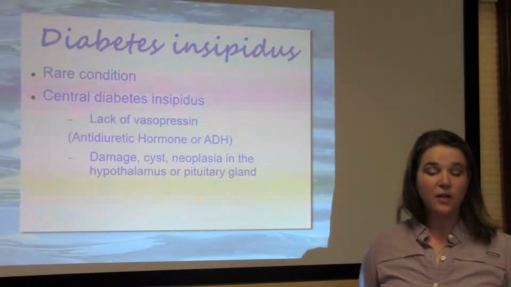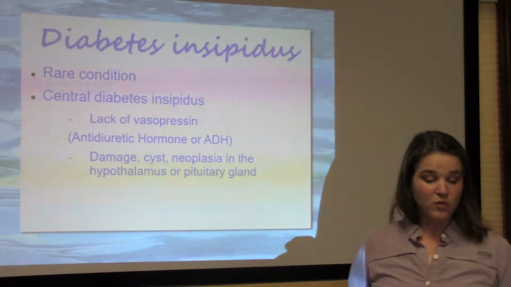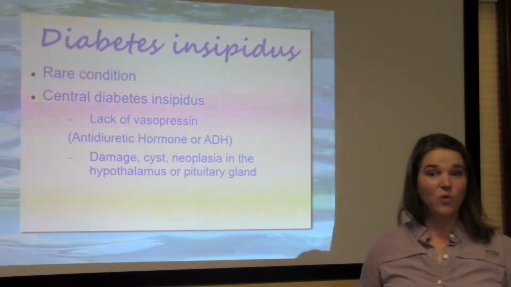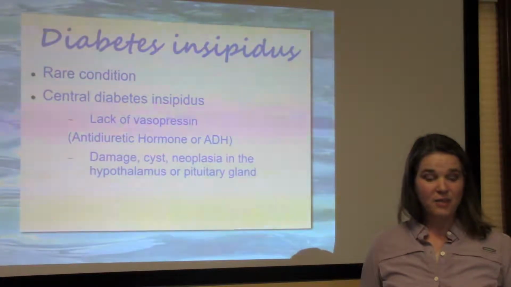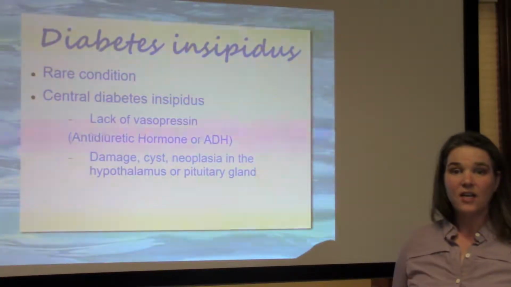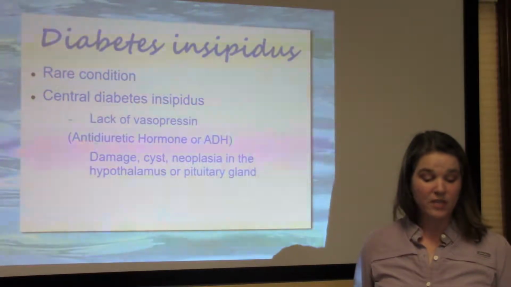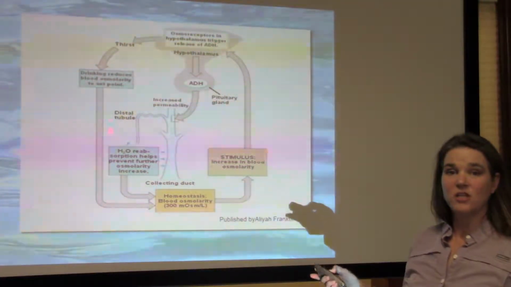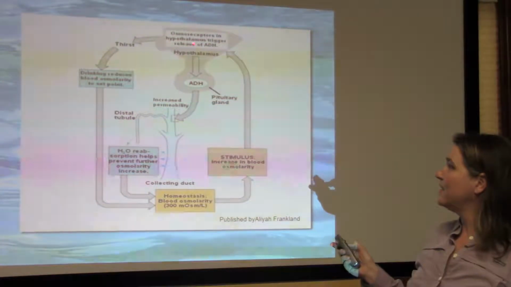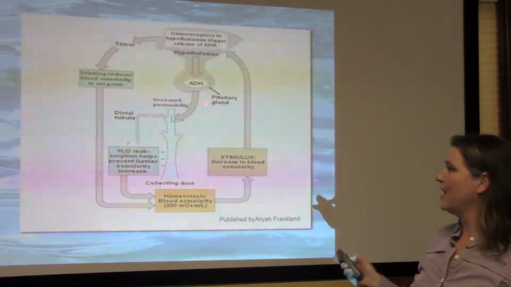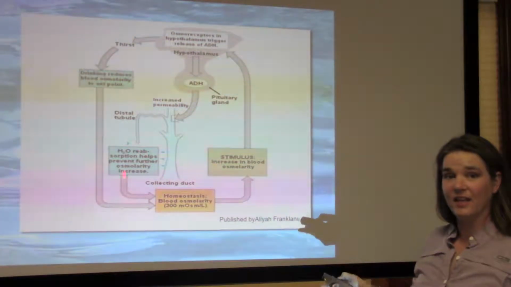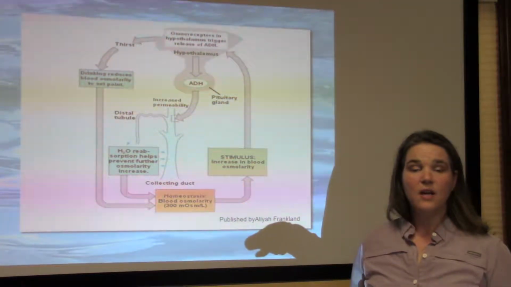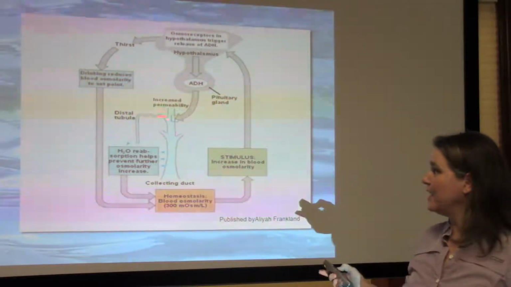Diabetes insipidus is a rare condition. There's two types. Central diabetes insipidus is a lack of vasopressin, which is also called antidiuretic hormone or ADH. It's caused by damage, cysts, neoplasia, a problem in the hypothalamus or the pituitary gland. Our hypothalamus typically recognizes dehydration by the osmoreceptors, and it signals the pituitary to release ADH. ADH then comes down and acts on the kidney, telling the kidney to stop diuresis, resorb water from the distal tubule, and prevent the patient from getting more dehydrated.